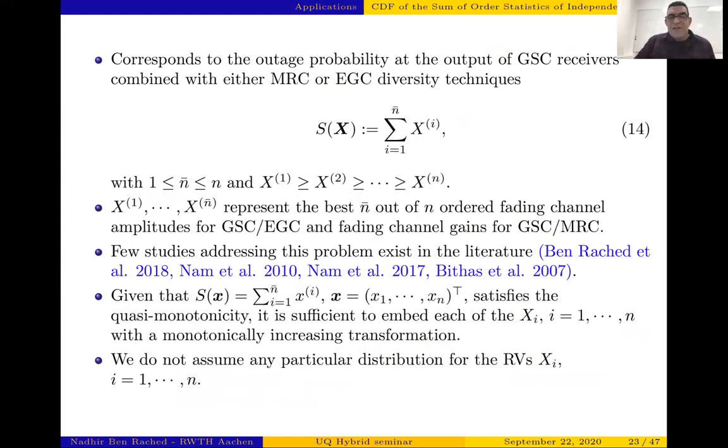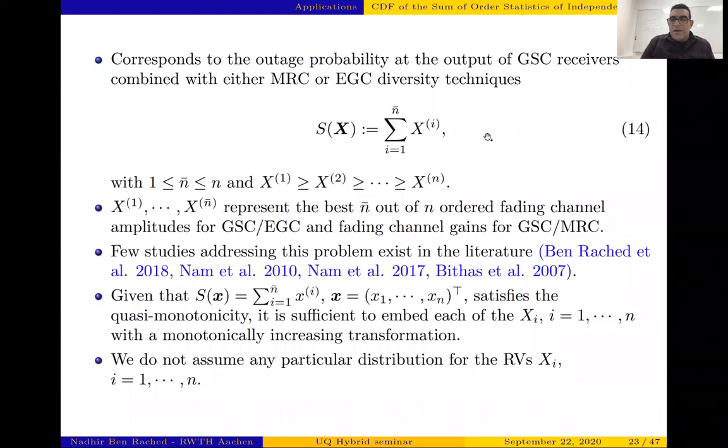The third application is when S of X is given by the partial sum of order statistics. So we order the random variables from X1 bigger than X2 up to Xn, and S of X is the sum of the biggest n bar out of n order statistics. Again, this has a very important application in wireless communication, and only a few studies exist on this problem in the literature.